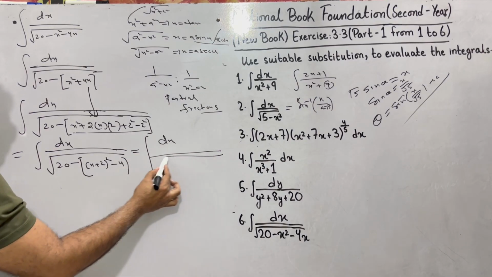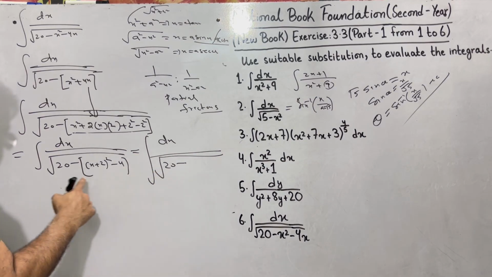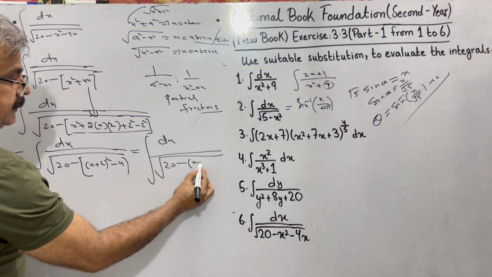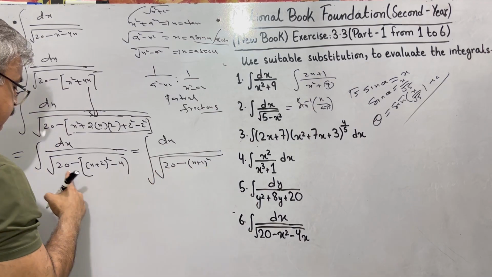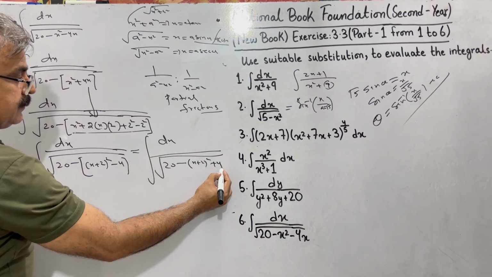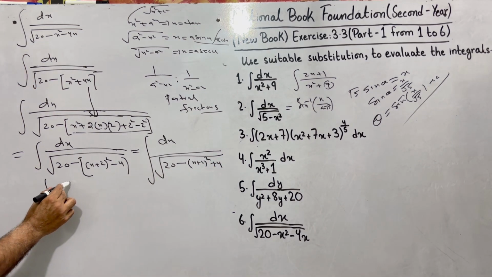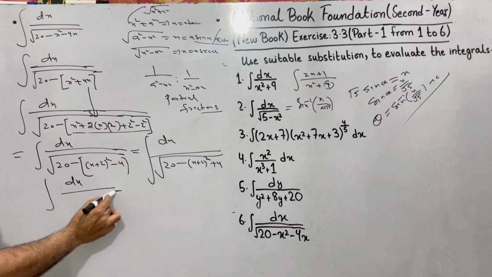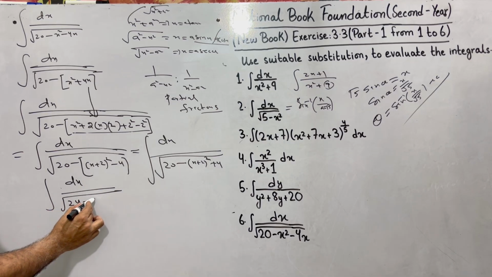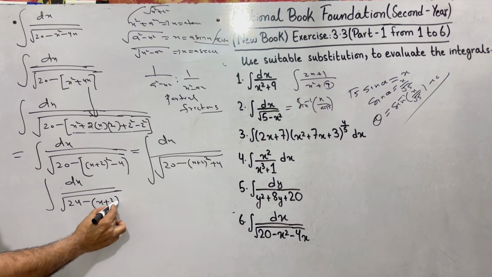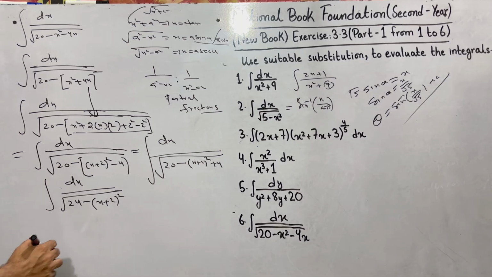dx over 20 minus x plus 2 whole square, minus minus plus 4. 20 plus 4, how much? That's our 24. We have 24 minus x plus 2 whole square.